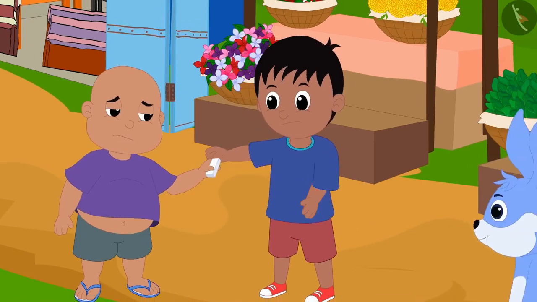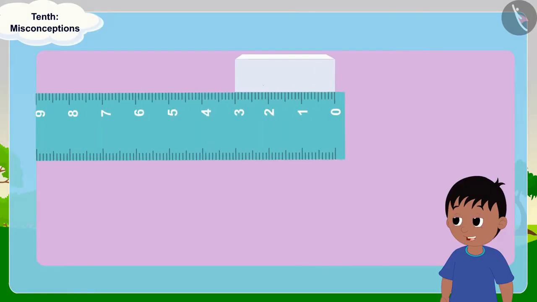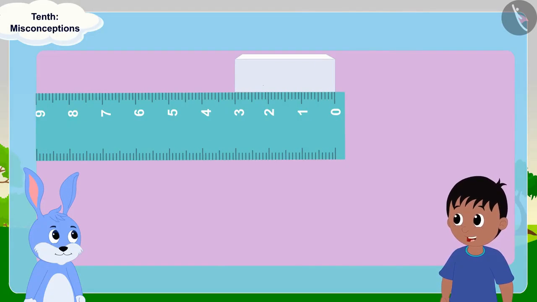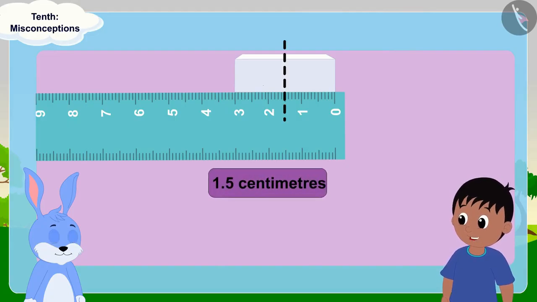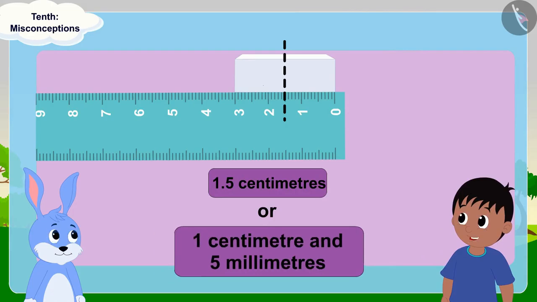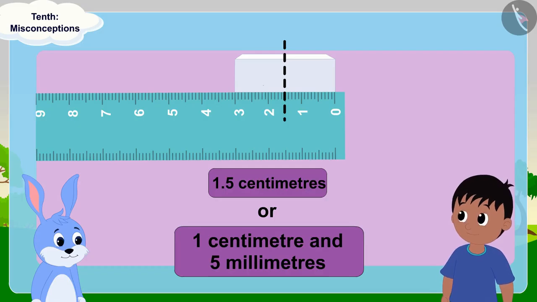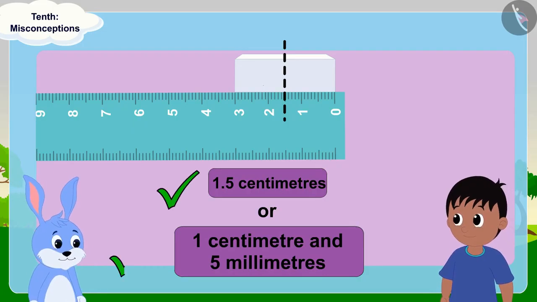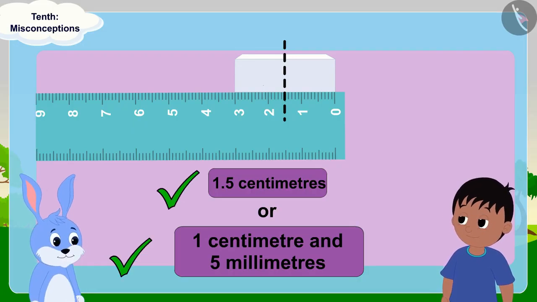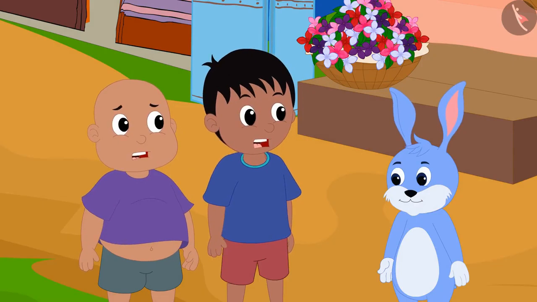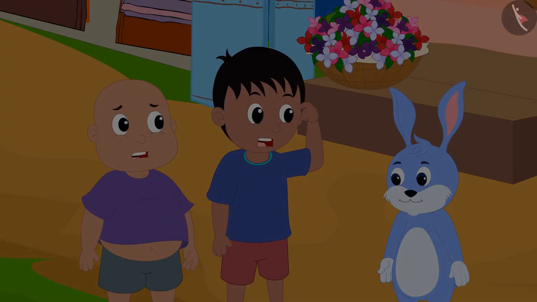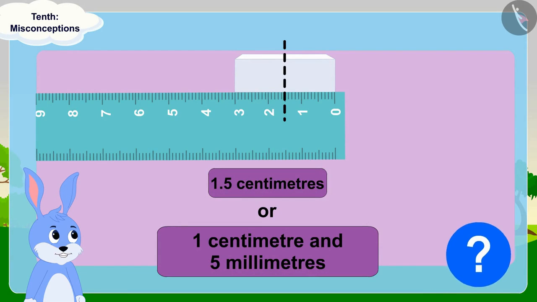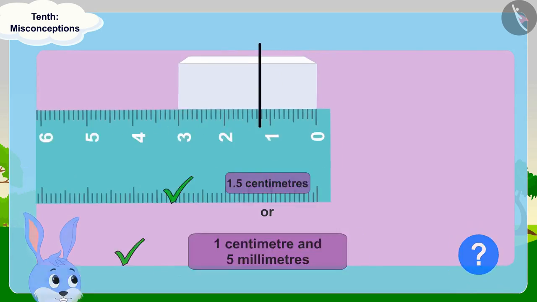Just then, Bunny was passing by. Bunny, can you tell us whether half of this eraser is 1.5 centimeters long or 1 centimeter and 5 millimeters long? Raju asked Bunny. Bunny burst out laughing. Both. Bunny told Raju. Raju and Bablu could not understand anything. Children, is what Bunny said correct?